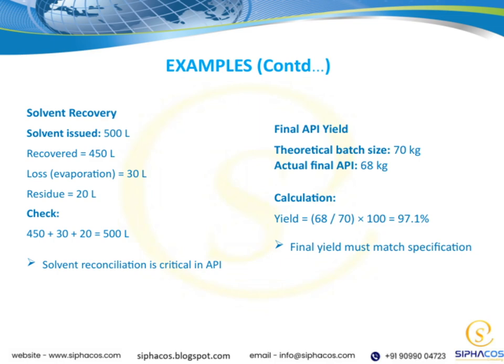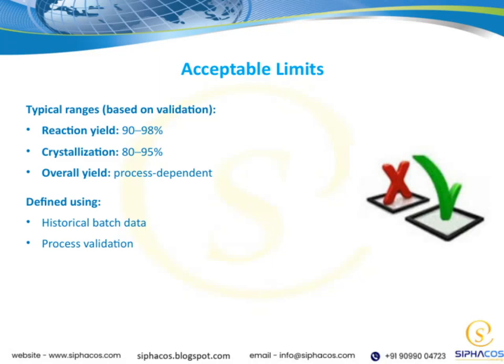As we've seen, maintaining detailed records and checking our calculations regularly ensures the integrity of our process. To wrap up, these examples highlight the importance of accurately calculating yield and carefully managing solvent recovery, which are both key to maintaining quality and optimizing our manufacturing process. Let's take a closer look at acceptable limits in our processes.